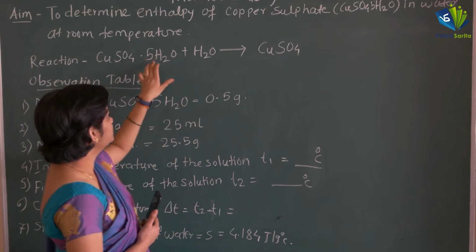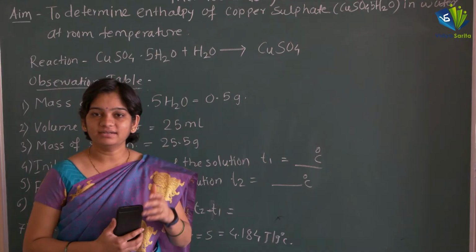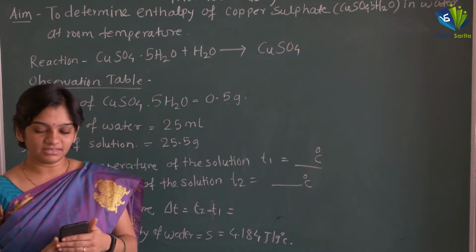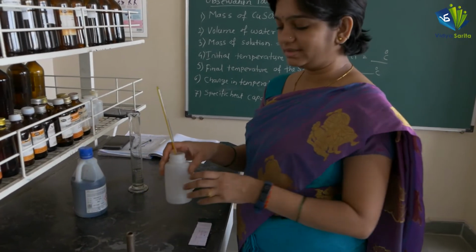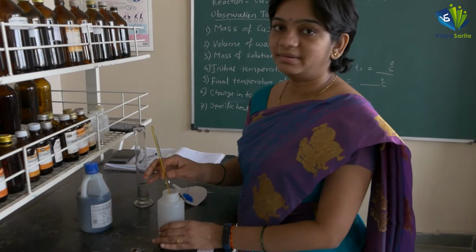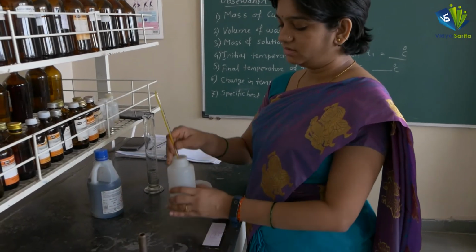The H2O molecule which is attached to the copper sulfate will mix with the H2O, and there is a change in the temperature we can observe. For this experiment, we require one polythene bottle, a thermometer and a stirrer. Then we have taken here copper sulfate.